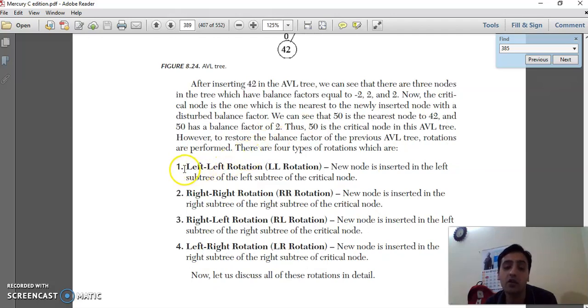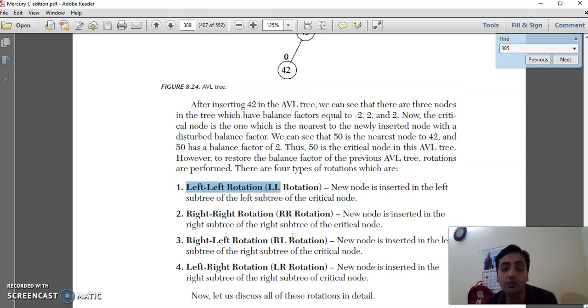And these rotations are of four types: left left, in short we call it LL, then right right, right left, and left right. So these first two, LL and RR, are known as single rotation, but RL and LR are known as double rotation. We need to rotate nodes twice.